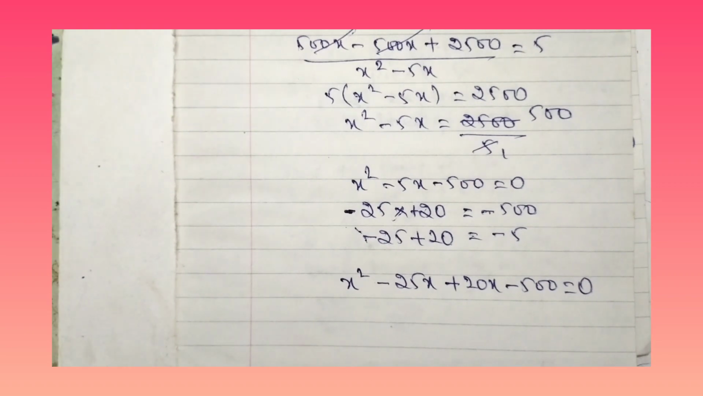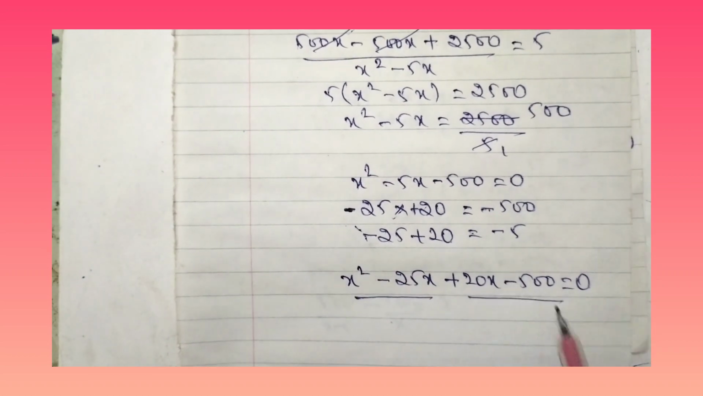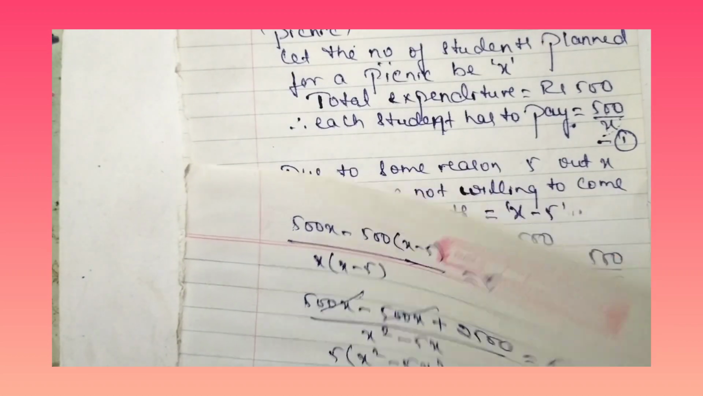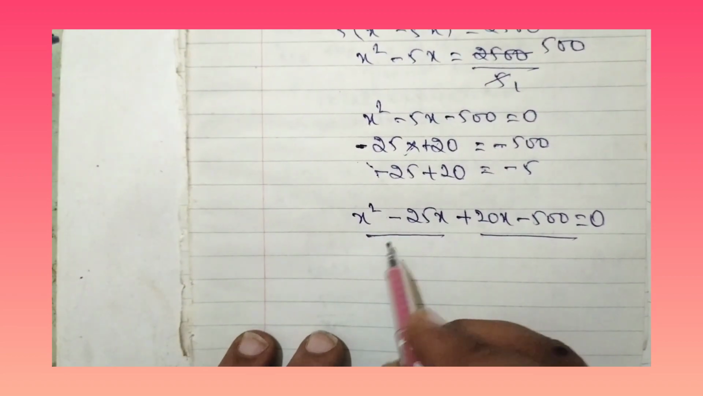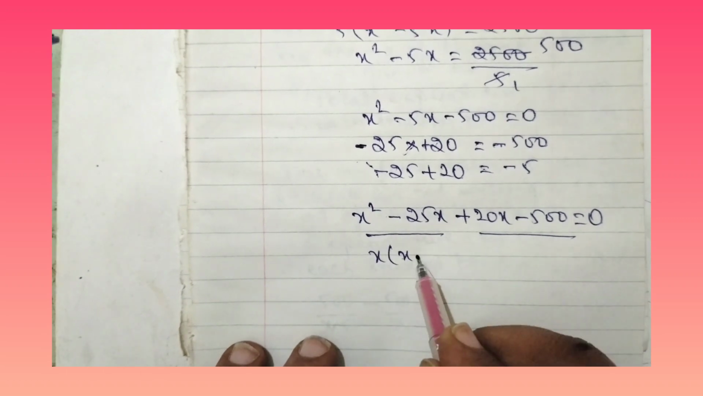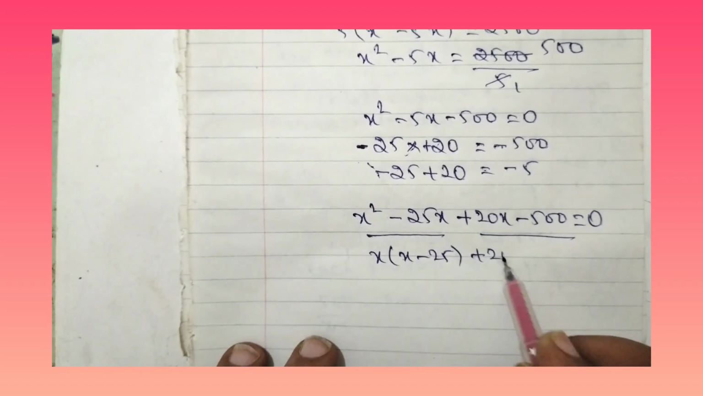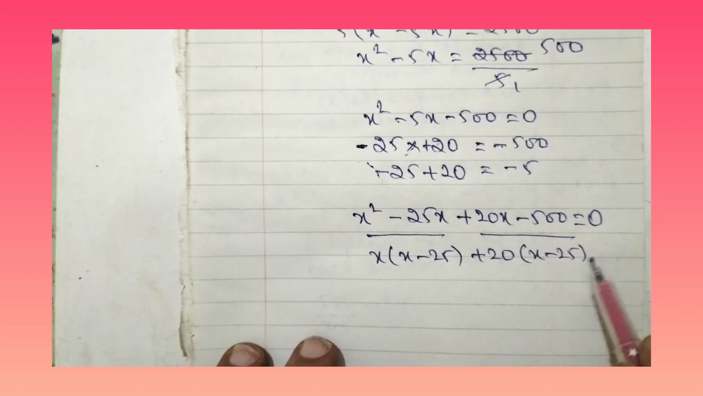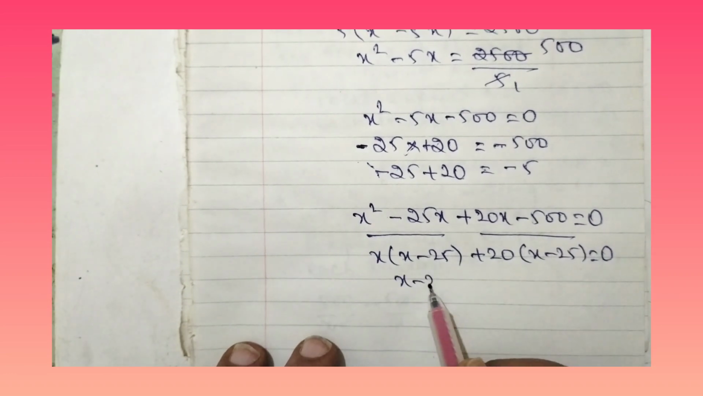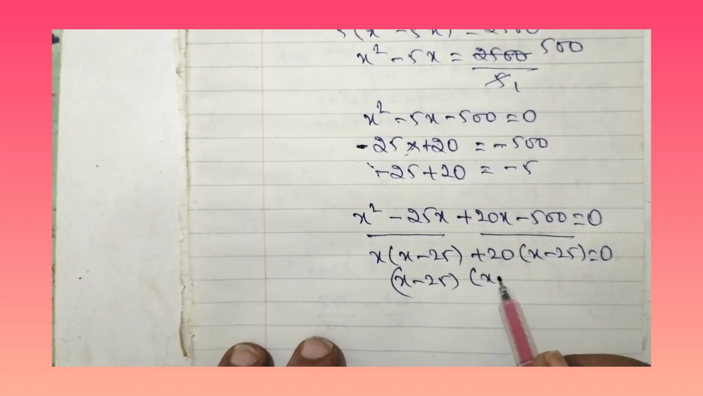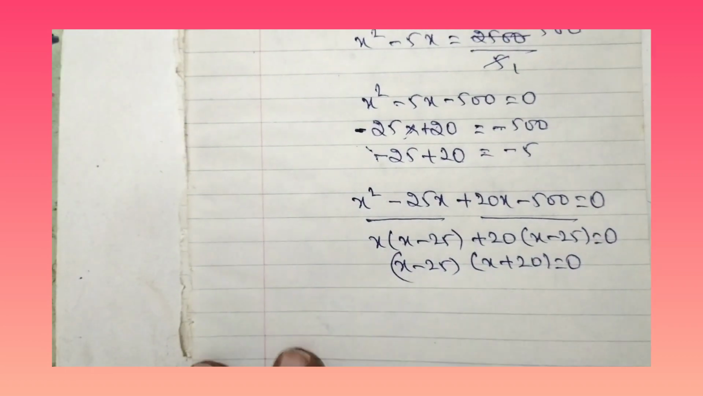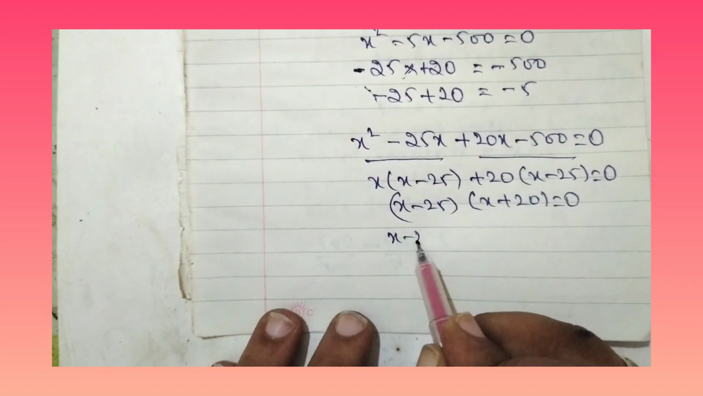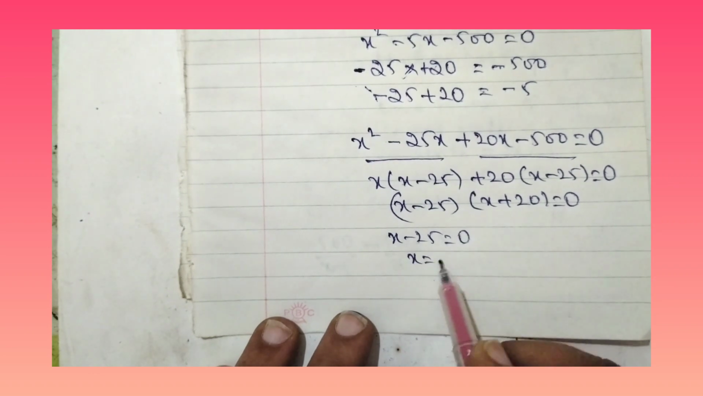So now if I make these two common and these two common. In the question they asked how many students attended the picnic. So now let us see. x is common, x minus 25 plus 20 common, x minus 25, which is equal to 0. So x minus 25 is common to both and the remaining is x plus 20, which is equal to 0. So now x minus 25 is equal to 0, so x is equal to 25.